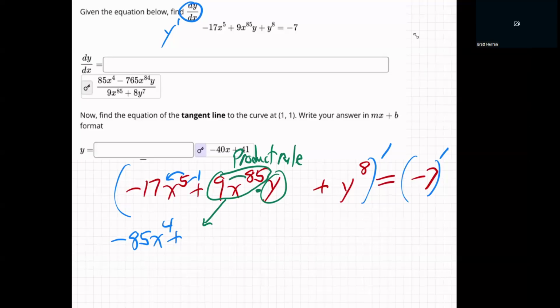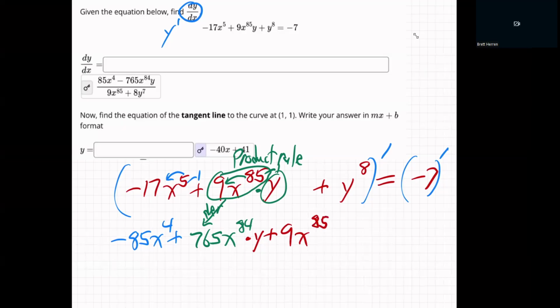What's the derivative here? Well, the 85 comes on down there. 9 times 85 is 720 and 45, 765. Okay. x to the subtract 1 from the power, 84, times the y unchanged, plus. So that was the derivative of the first one. Plus, now the second one unchanged, 9x to the 85th.